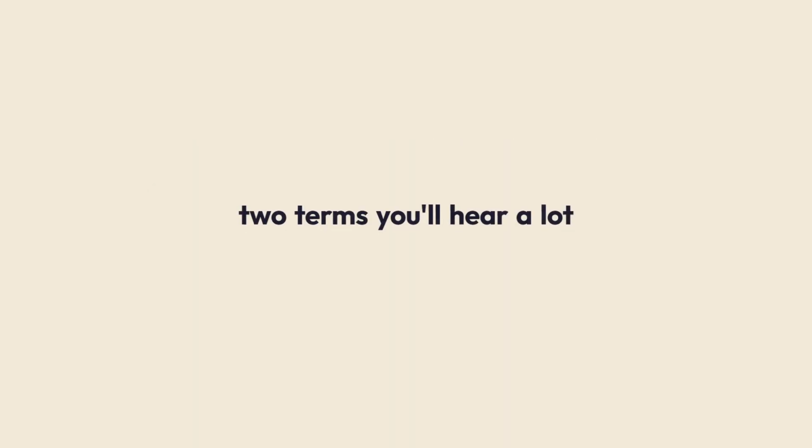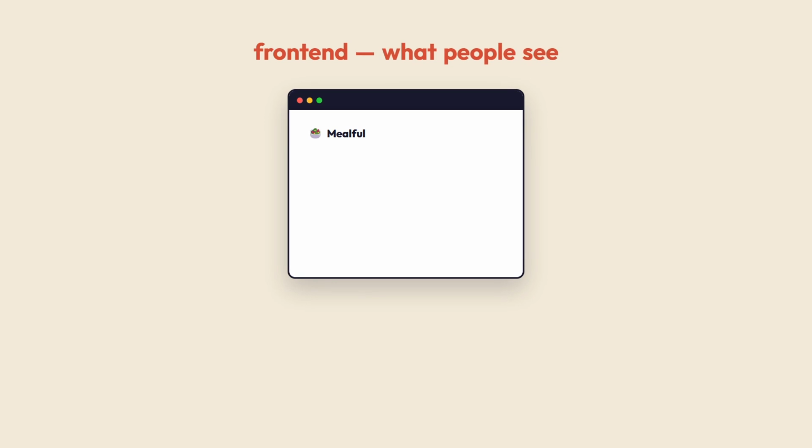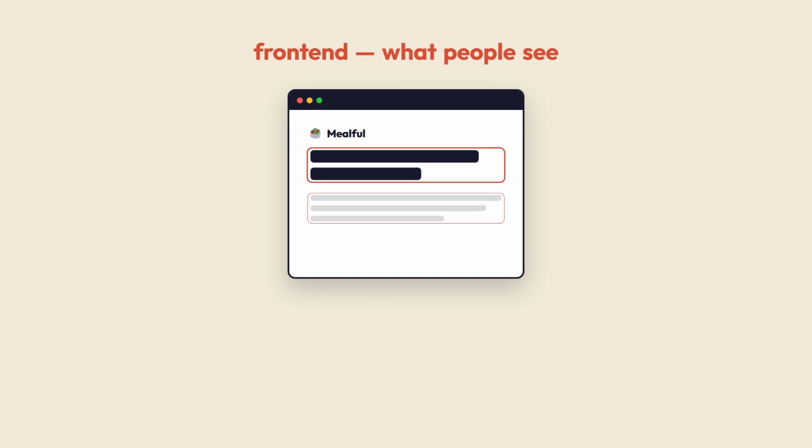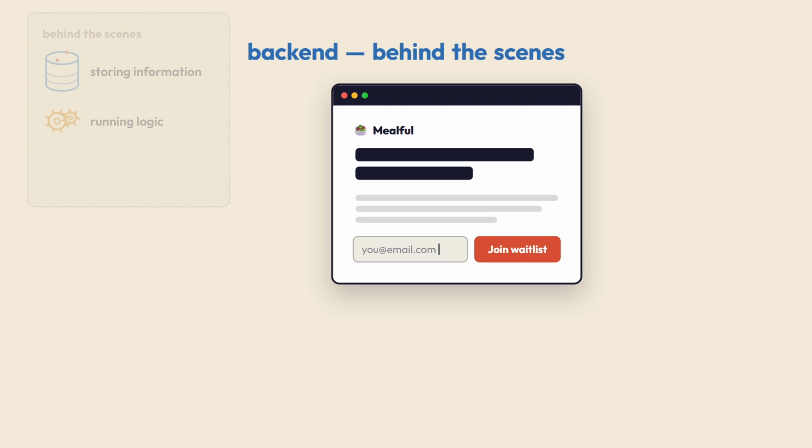Before we start, there are two terms you will hear a lot. The front end is everything people can see and interact with: the page, the text, the buttons, and the email box. The back end is everything happening behind the scenes, like storing information or running logic. Today, we are mostly working on the front end.